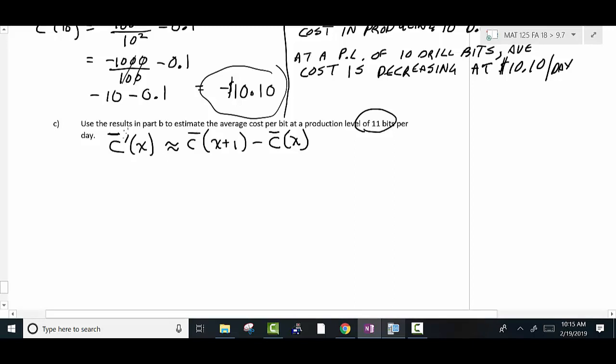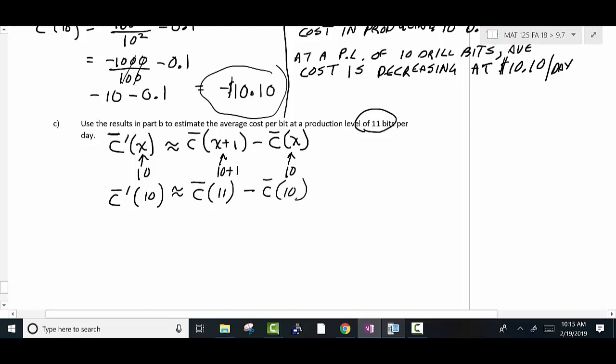So here's how you would do this then. You're going to use the result we got in Part B to estimate the average cost of the next item. So it goes like this. I'm going to let that be 10. Well, that's going to be 10 plus 1, and then that's going to be the 10 like that. So with this, we're going to end up having C bar prime of X at 10. Well, I need to write this like this, not like that. So that's going to be C bar prime of 10, which we already figured out in the last problem. Then we're going to look at the cost of the 11th item, and then we're going to look at the cost of the 10th item like that.